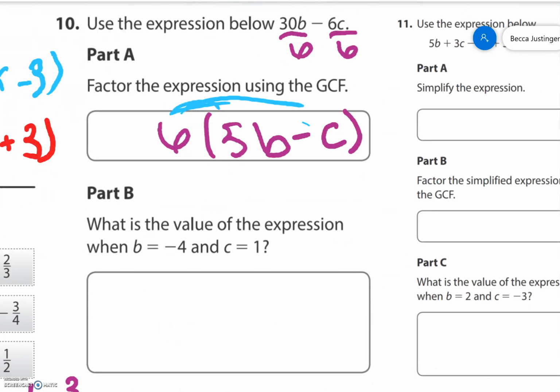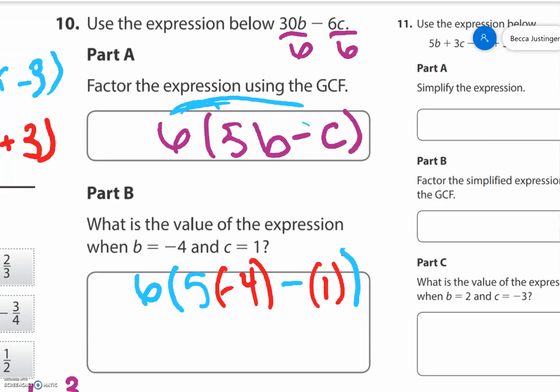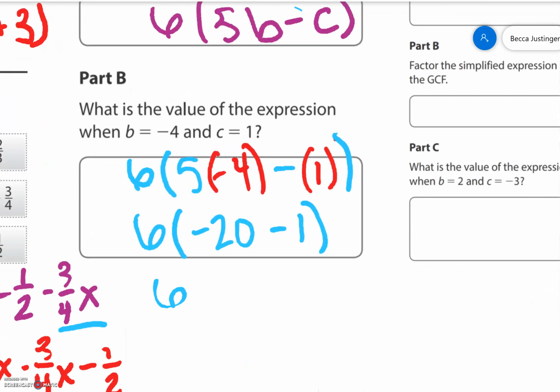What is the value of the expression when b equals -4 and c equals 1? So we are going to plug in, instead of b, I'm going to put in -4, and instead of c, I'm going to put in 1. So then I'm going to rewrite my expression. 6 times (5 times -4 is -20 minus 1). I can follow PEMDAS inside the parentheses. -20 minus 1 is -21. 6 times -21 is going to be negative, because a positive times a negative, and then it's going to be 126.